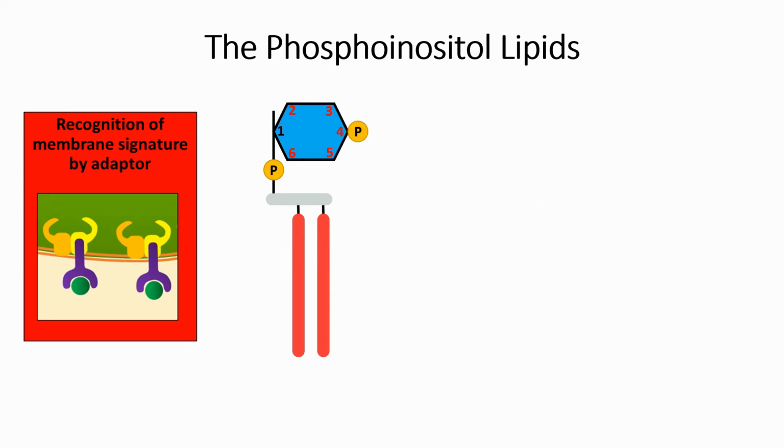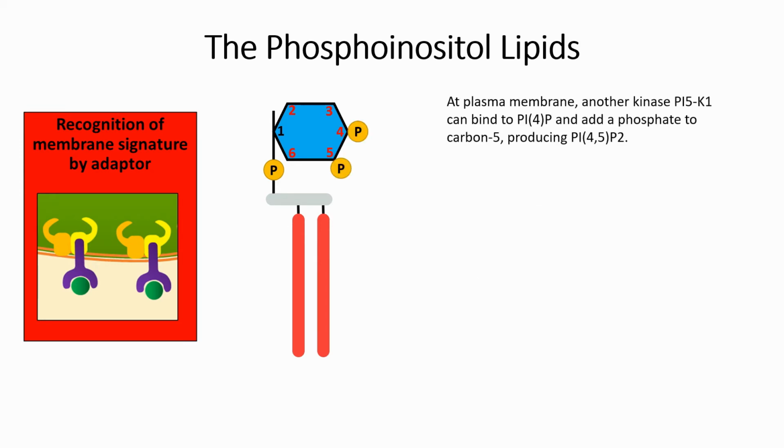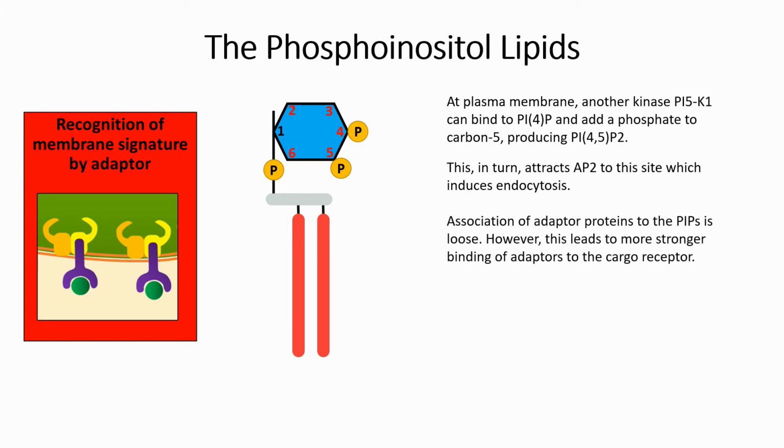At plasma membrane, another kinase, PI5K1, can bind to PI4P and add a phosphate group to carbon 5, producing PI45P2. This in turn attracts AP2 to this site, which induces endocytosis. Association of adapter proteins to phosphorylated PIs is loose. However, this leads to stronger binding of adapter to the cargo receptor later on.